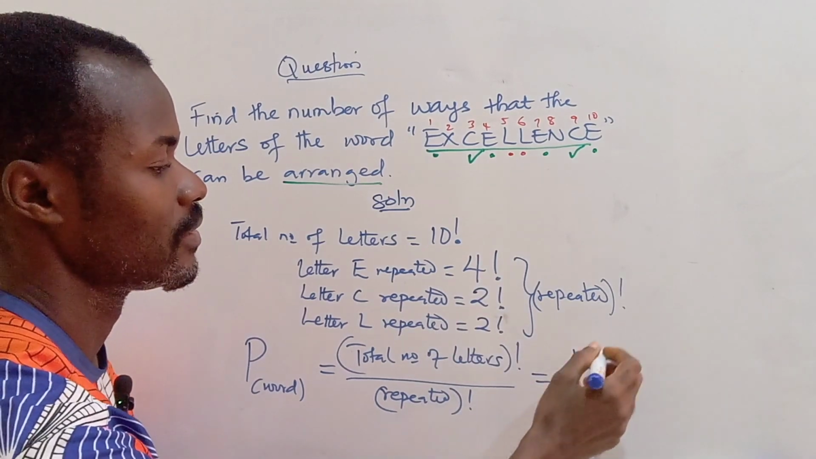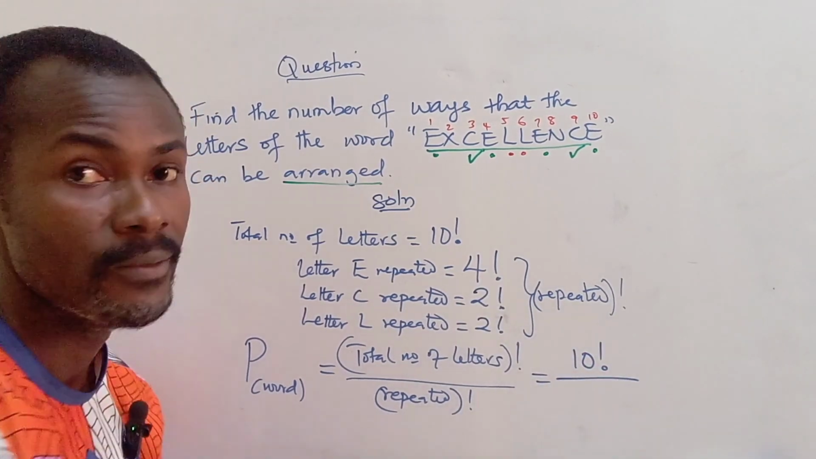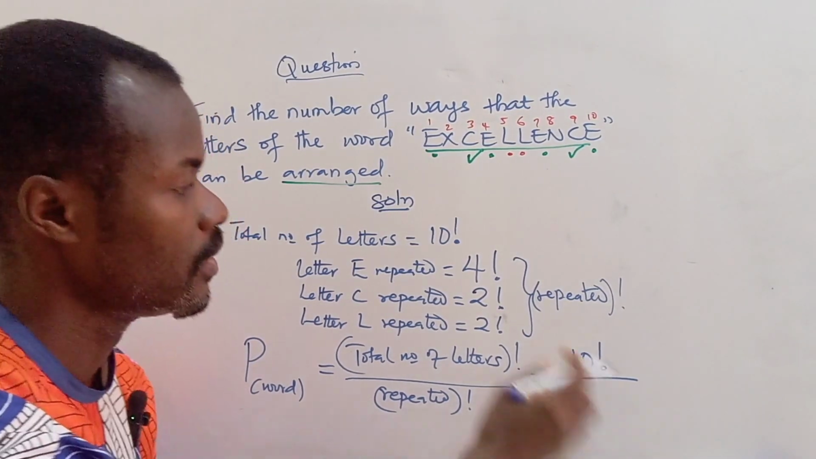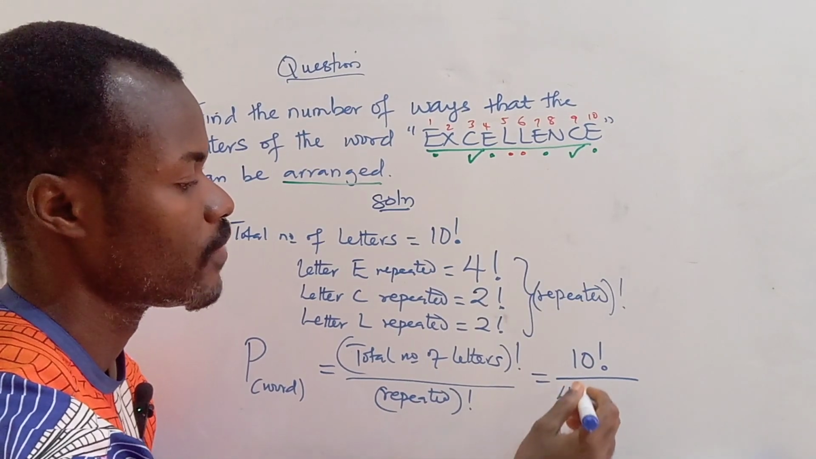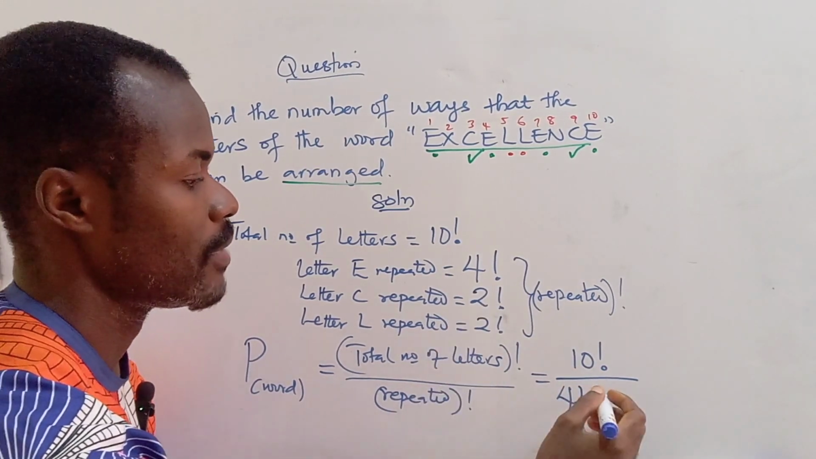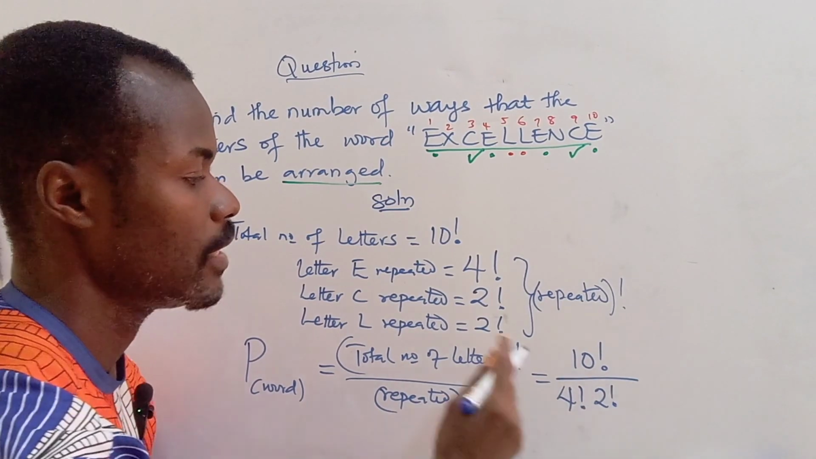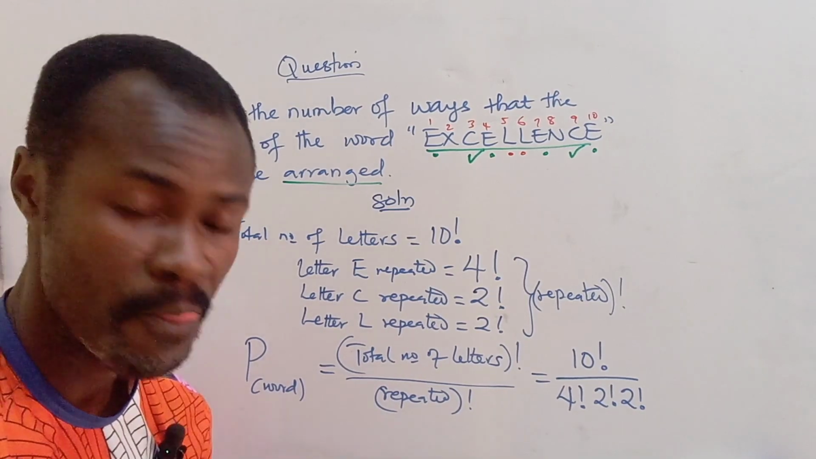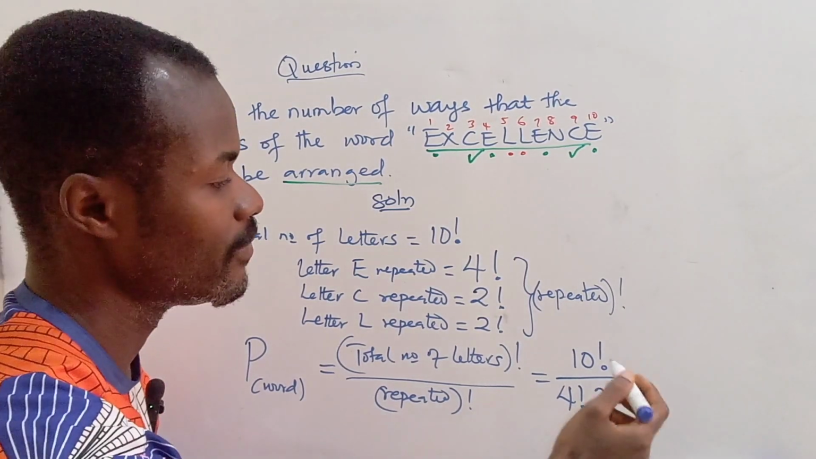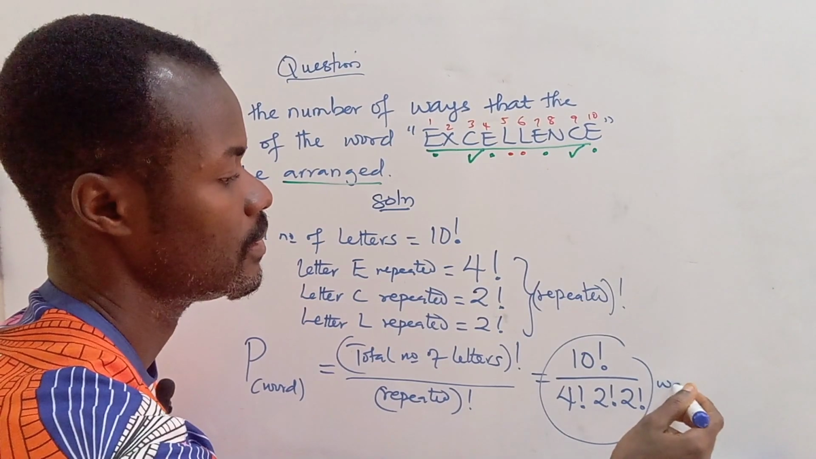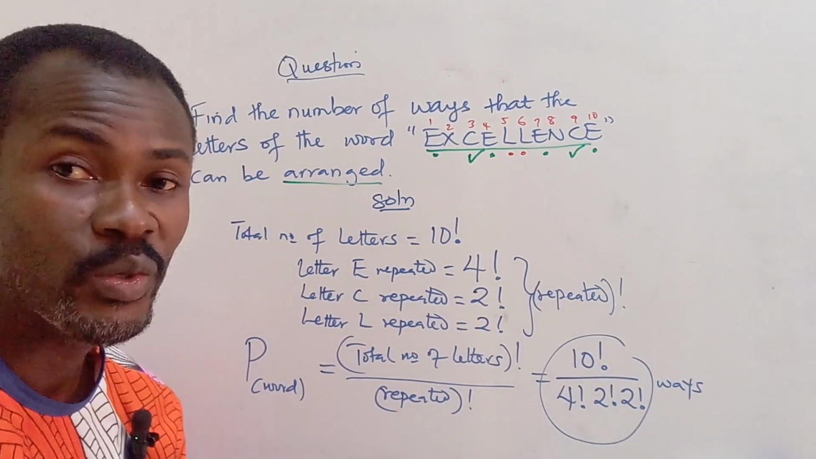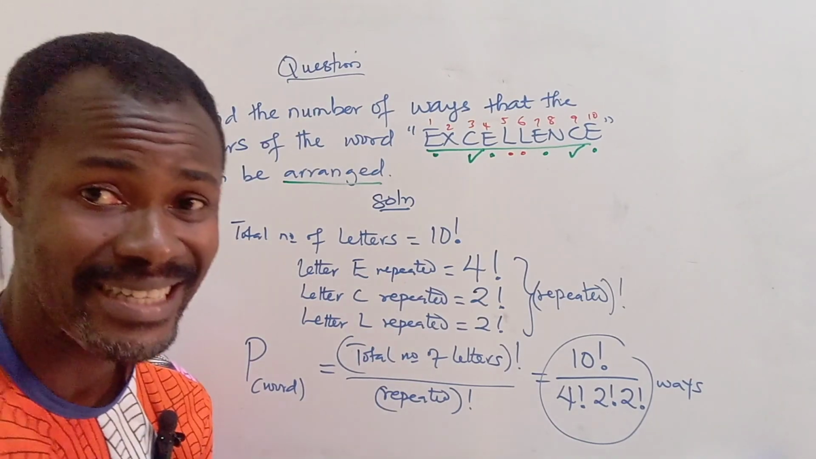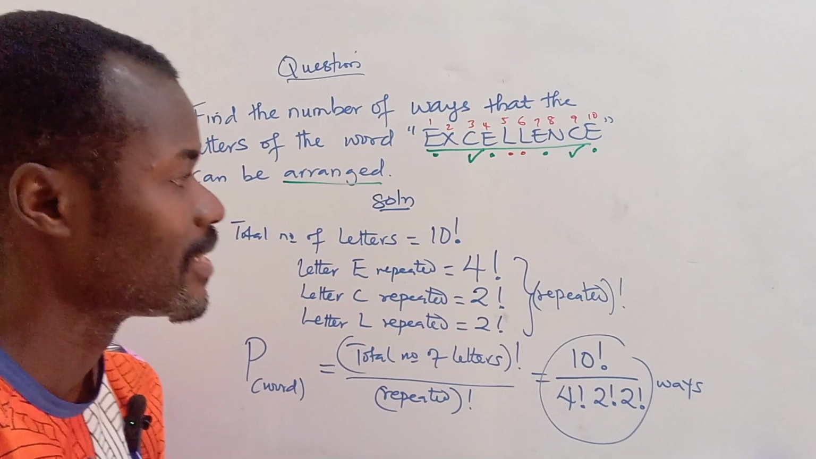So we have 10 factorial divided by, now let's multiply all the repeated ones down here. So I have 4 factorial multiplied by 2 factorial and multiplied by 2 factorial. So we have all these ways to arrange the letters of EXCELLENCE.